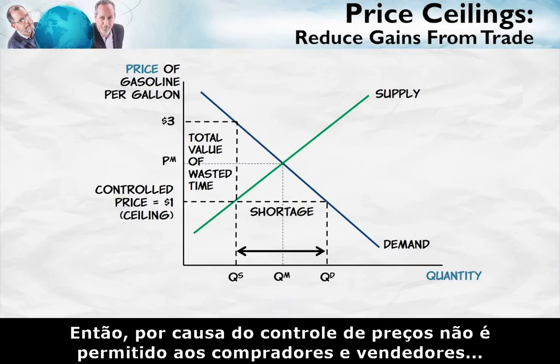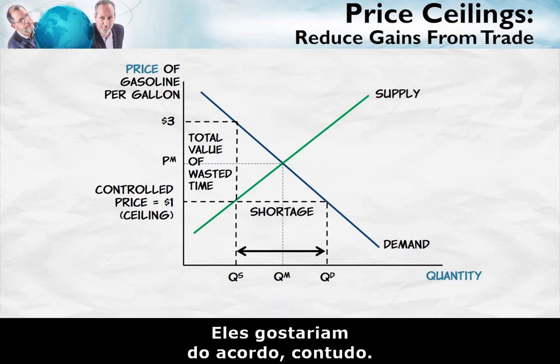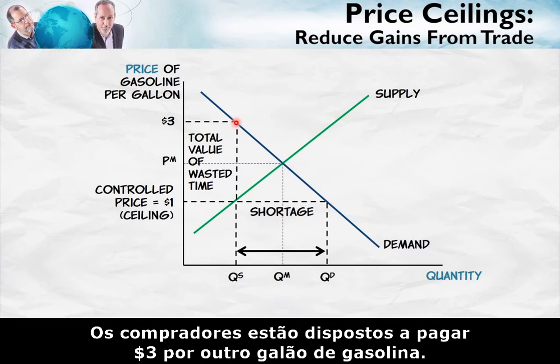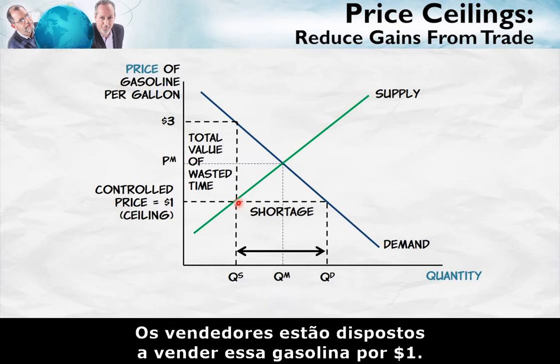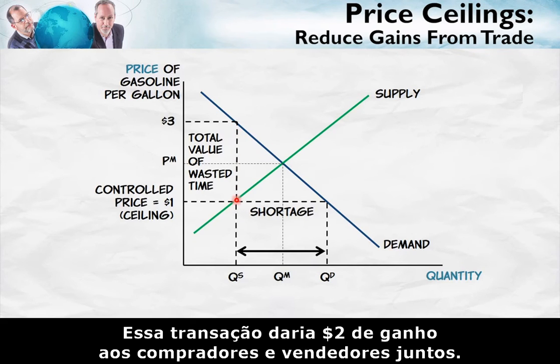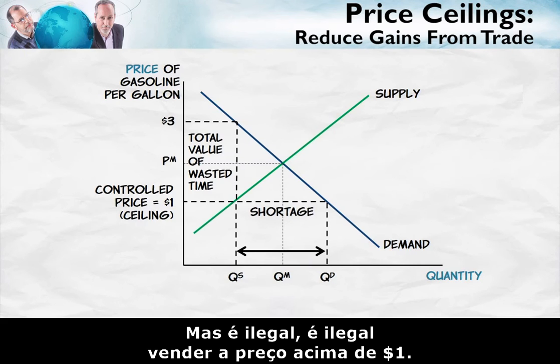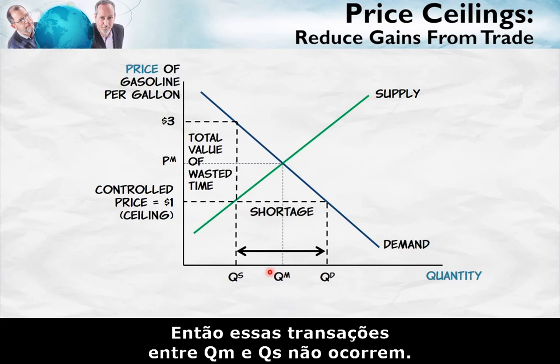So, because of the price control, buyers and sellers are not allowed to come to a mutually profitable deal at a price above, in this case, $1. They would like to, however. The buyers are willing to pay $3 for another gallon of gasoline. The sellers are willing to sell that gasoline for $1, so there's a mutually profitable trade. This trade would be worth $2 in mutual profit to the buyers and sellers. They would like to make this deal, but it is illegal. It is illegal to sell at a price above $1. So these trades between QM and QS do not occur.